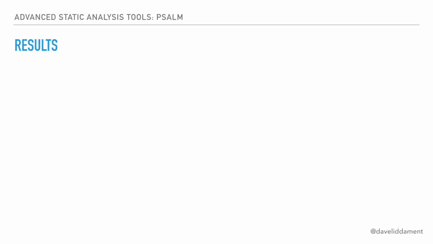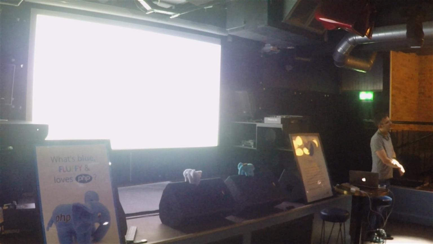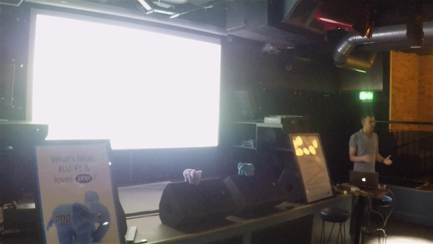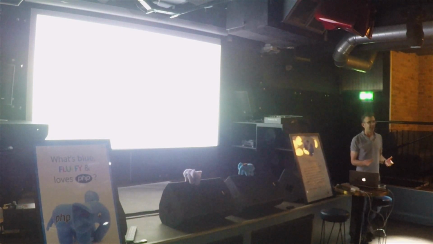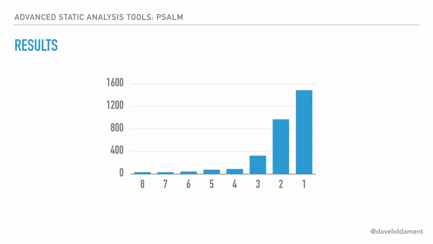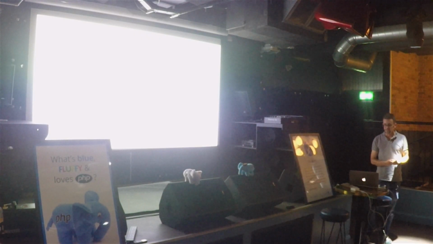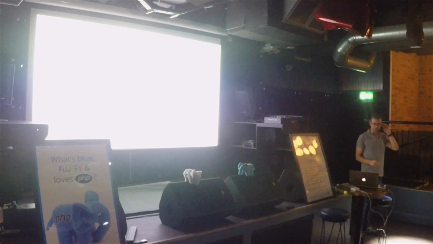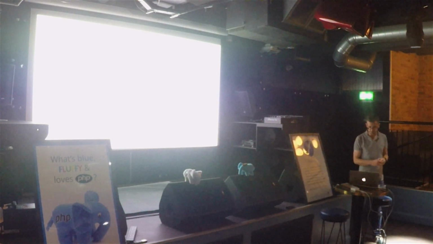So here are some results I had, and this is a project that I worked on maybe about a year ago. We did it all in PHPStorm. We were pretty good with the code reviews. It had a reasonable level of testing. I thought it was pretty high quality code. And these are the results for each of the levels it came up with. So at level 8, its least strict level, it still found 30 issues. And when we got to level 1, it found something like 1,500 issues.